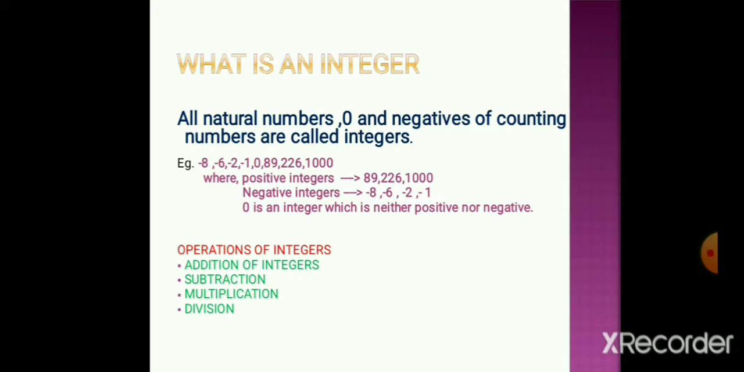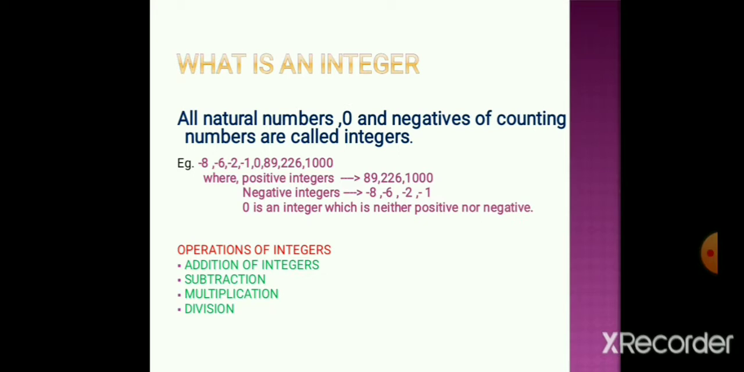Then 0. 0 is an integer which is neither positive nor negative. It is not negative and it is also not positive, but it is an integer. Clear now? If it is clear, then answer my question. Is 2.5 an integer or not? Or is 1 by 2 an integer?